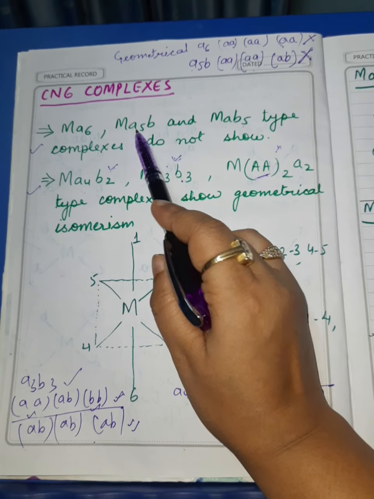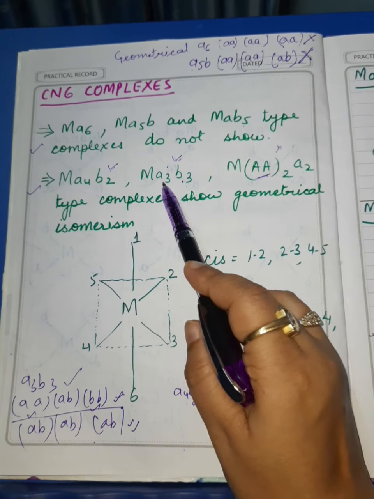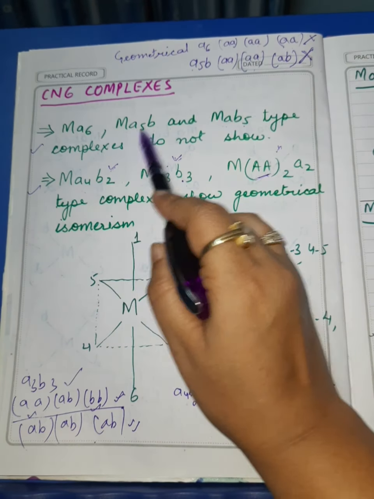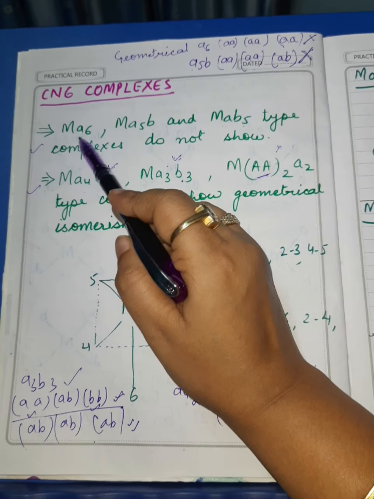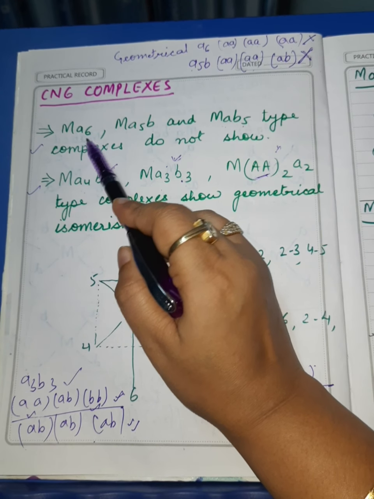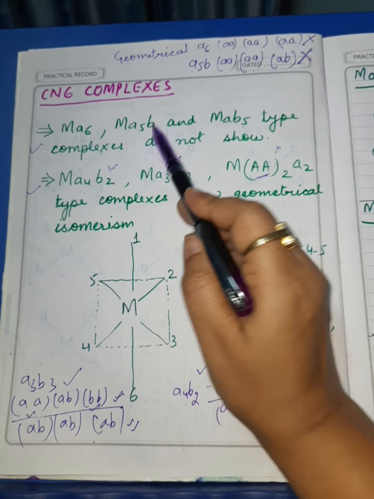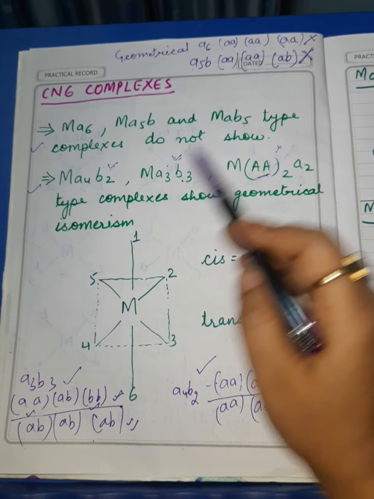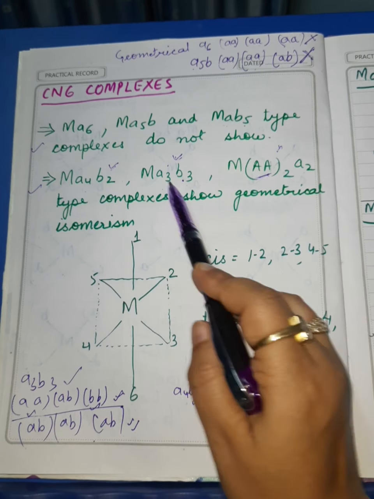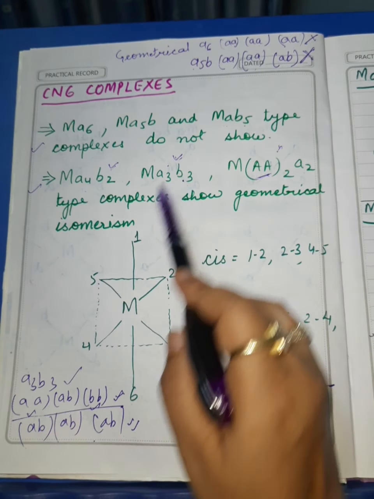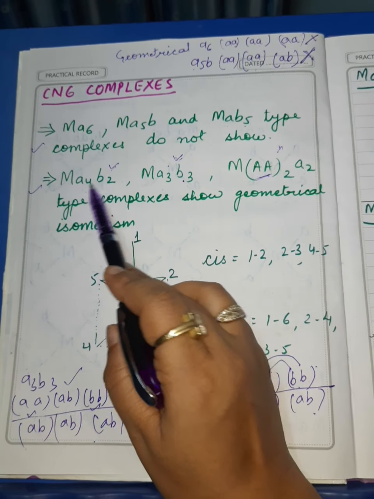A6, A5B, AB5, A4B2, A3B3. I hope these arrangements are understood to all of you. A6 represents 6 similar monodentate ligands. A5B represents 5 similar monodentate and 1 different, and the same in the case of AB5. So A4B2, A3B3 in the same way. Coordination number is 6. Total number of ligands is 6.